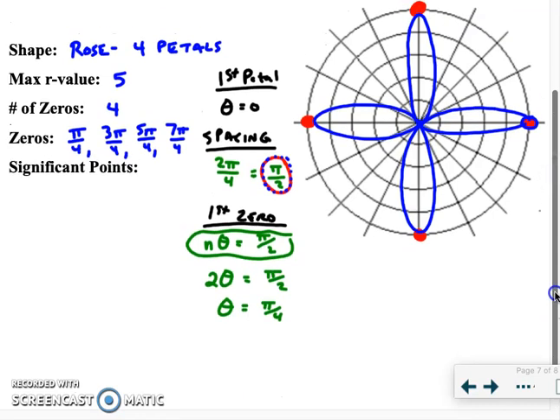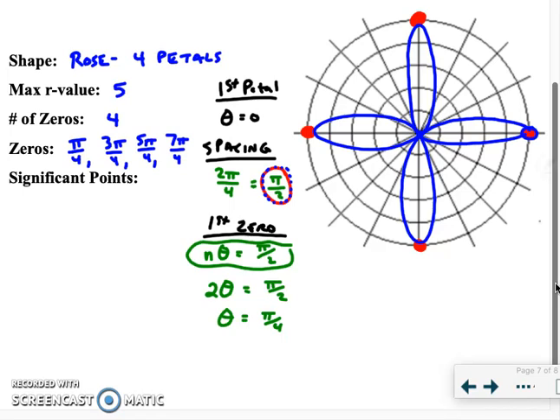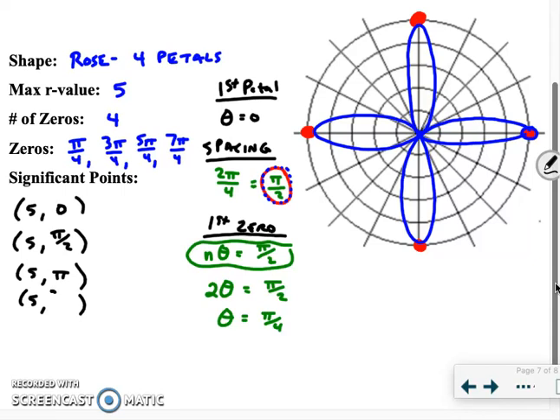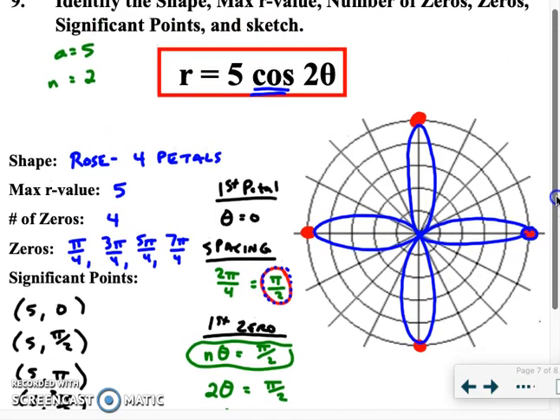The last thing we need to do is identify our significant points, and basically it's just writing up where they're located. We have 4 of them, all of which have a max R value of 5. So we started at (5, 0), then went to (5, pi over 2), (5, pi), (5, 3 pi over 2). So we have our significant points, our zeros, our max R value, and the shape was a rose curve with 4 petals. And that's what it looks like.